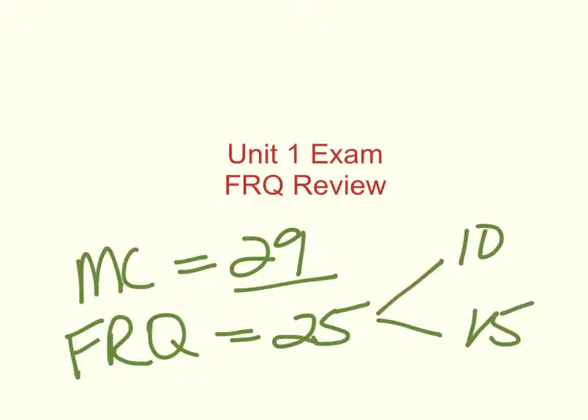So you should see on your tests scores out of 10 and scores out of 15, and sometimes scores out of 3 or 4 on subparts or subsections of each question. On the bottom of your Scantron, you'll see an M for multiple choice and an F for FRQ. Your score under M is your multiple choice score out of 29, and your score under F is your free response score, and that's out of 25. All right, so let's take a look at those two questions.